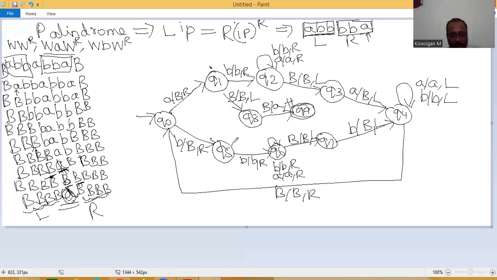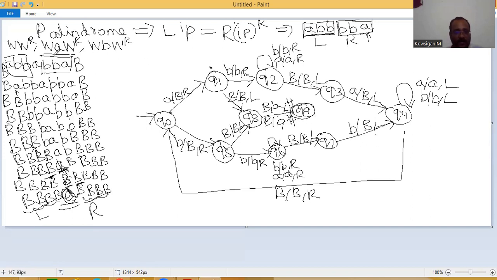Okay. So what you have to do again, if it is B, you have to travel in this path. Blank is replaced as blank and move to the left hand side. This blank will be replaced as B and you have to stay on. Okay. So if it is B, you have to travel in this path. If it is A, you have to travel in this path.